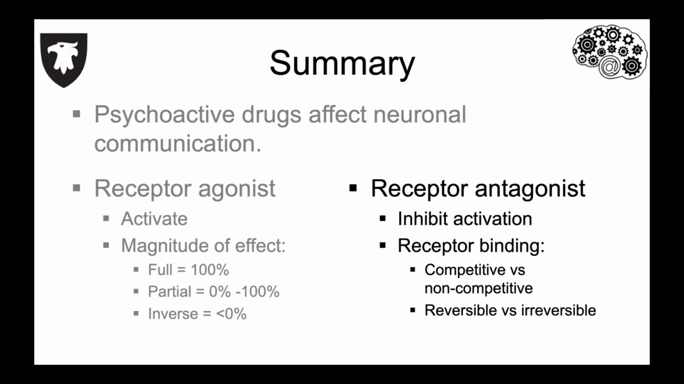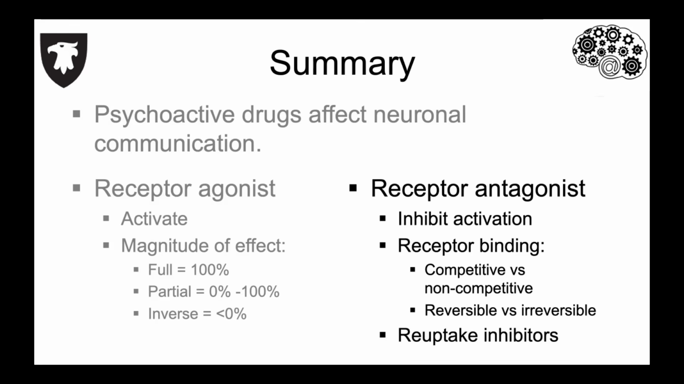Antagonist binding can also be reversible or irreversible, which refers to how permanently the antagonist binds to the receptor. Most antagonists are reversible, temporarily inactivating the receptor and then dissociating from it, allowing the receptor to bind with another compound. By comparison, irreversible antagonists form a permanent bond with the receptor, inactivating it entirely.